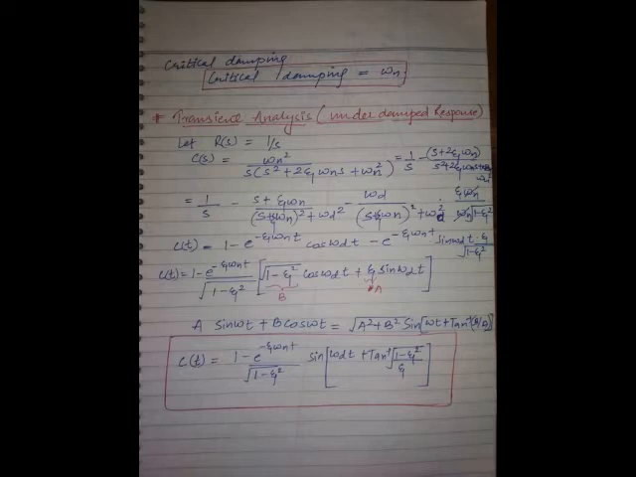Now this exponential term is given by this expression, because it is reaching 1 as you observe. Now this is comparable with e power minus t by T. That is why we write the time constant as 1 by zeta omega.